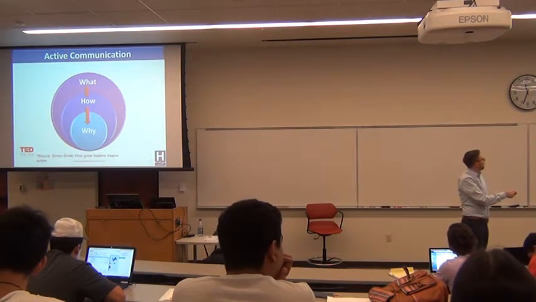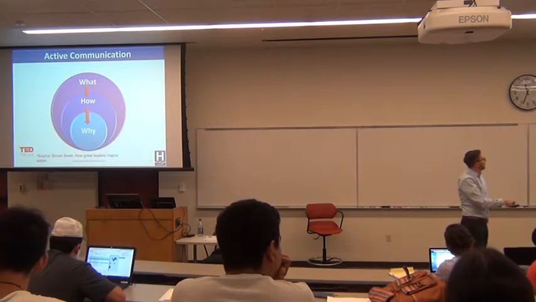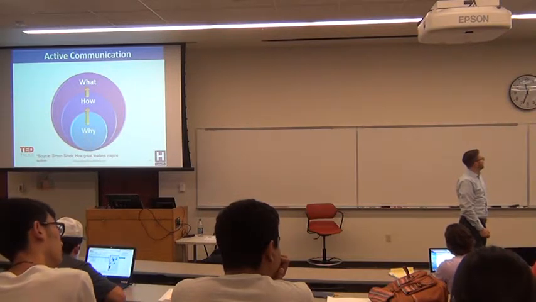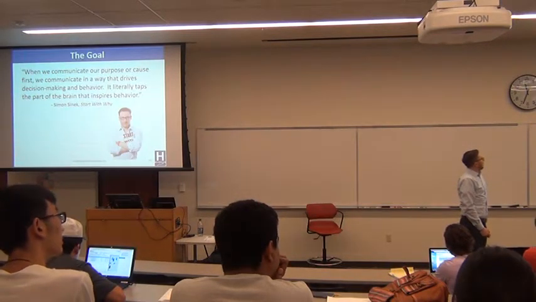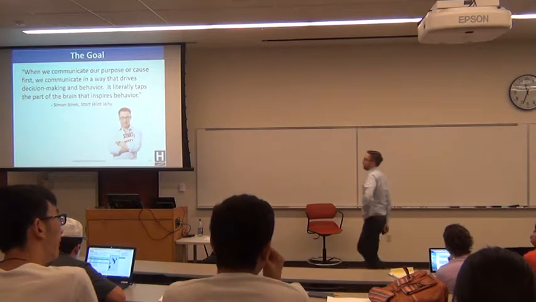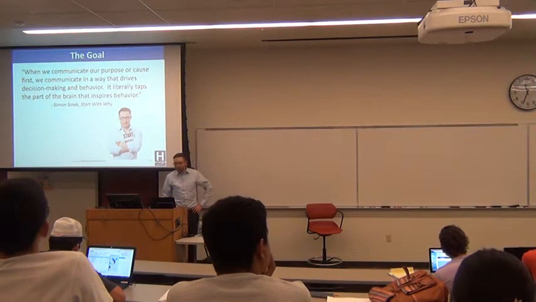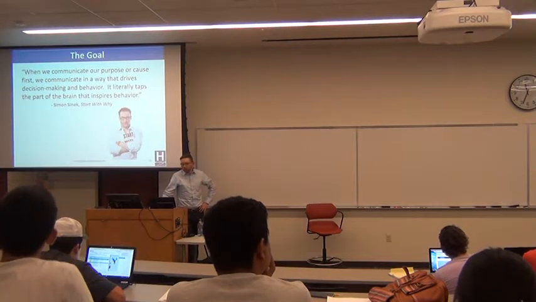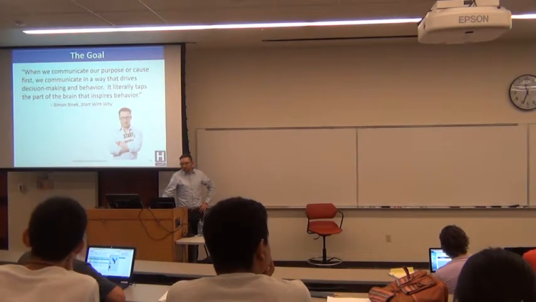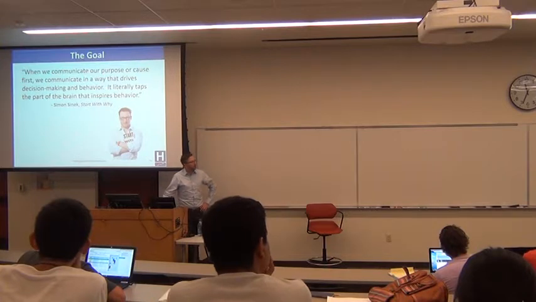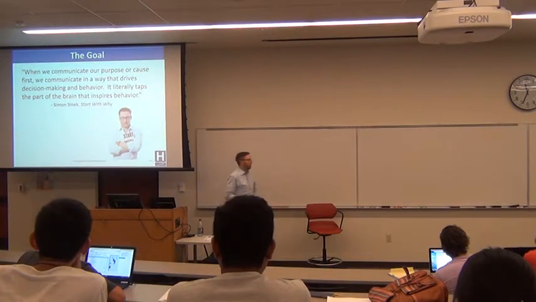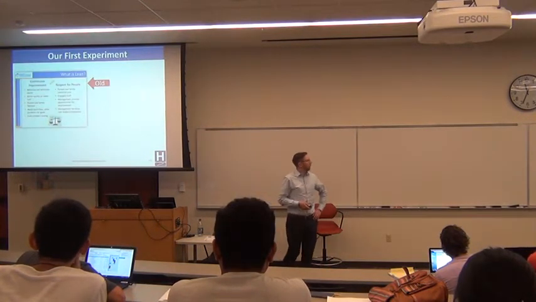Before, like he was saying, we started with what we do, how we do it, and why we do it. But we flipped it around. And the reason we did that, the goal is up here. We communicate our purpose or cause first, then we communicate in a way that's driving decision-making or behavior. It literally taps into the part of the brain that inspires that behavior, the part of the brain that makes the decision. So how does this look?